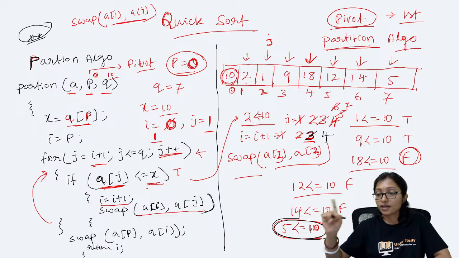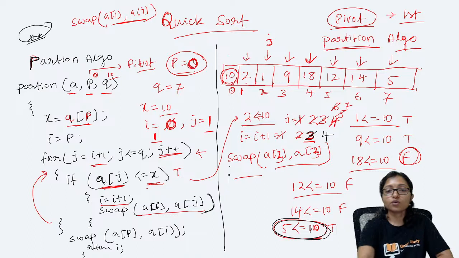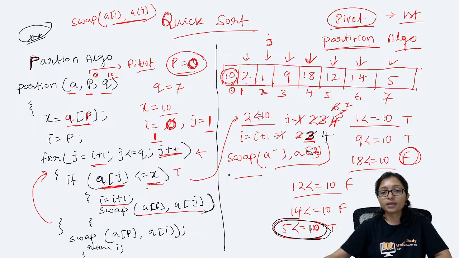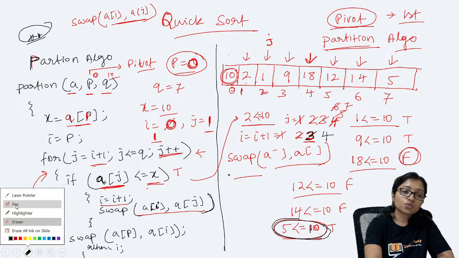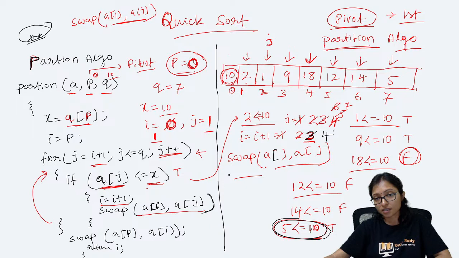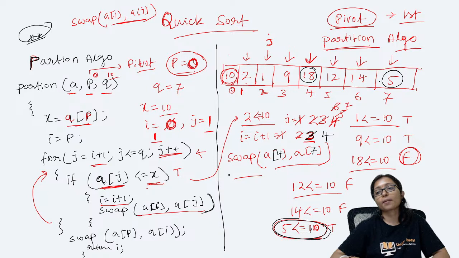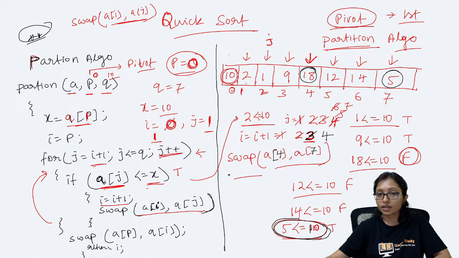Now here is the ultimate swapping going on. Now the swapping will be between what? Here the swapping will be going on between A[i] and A[j]. That swapping is now between A[i], where i is now 4, and A[j], where j is now 7. So between A[4] and A[7], now there will be a swapping. Got it?